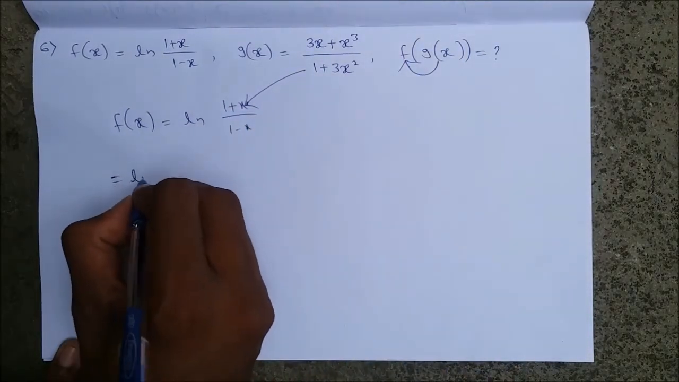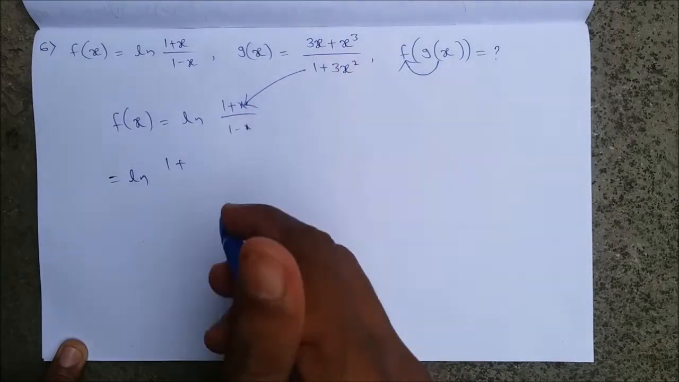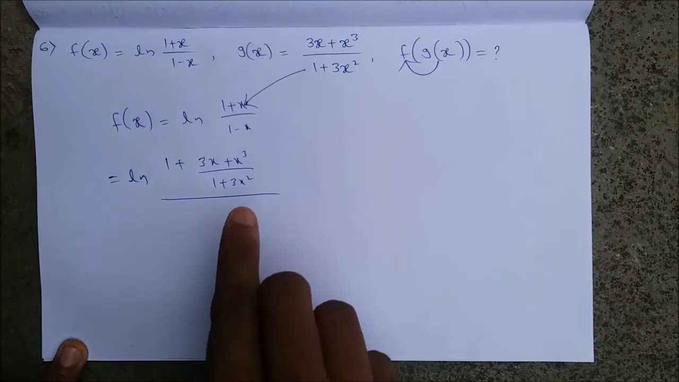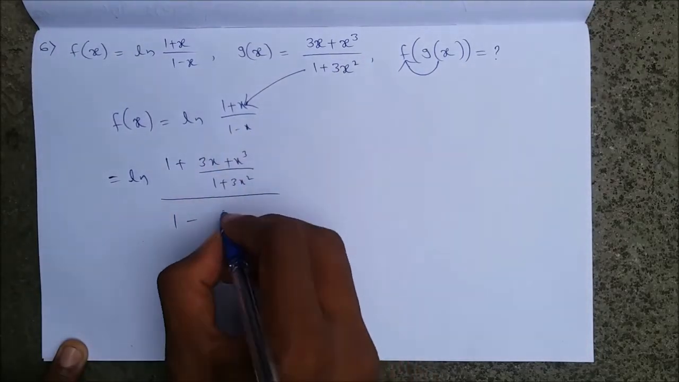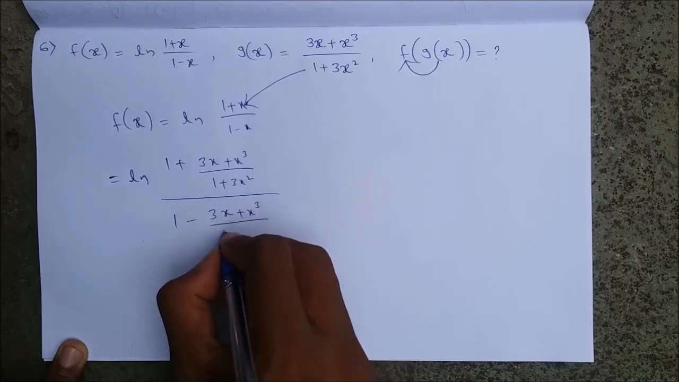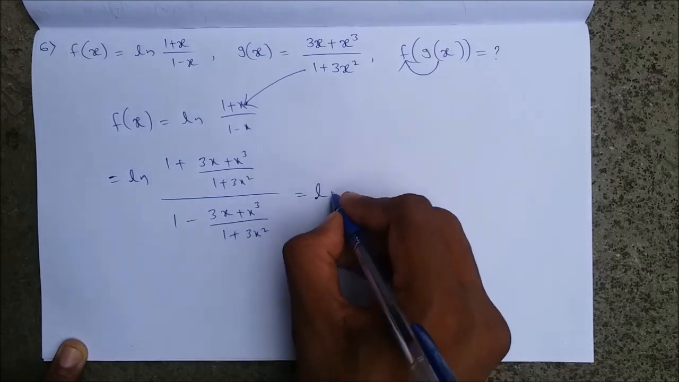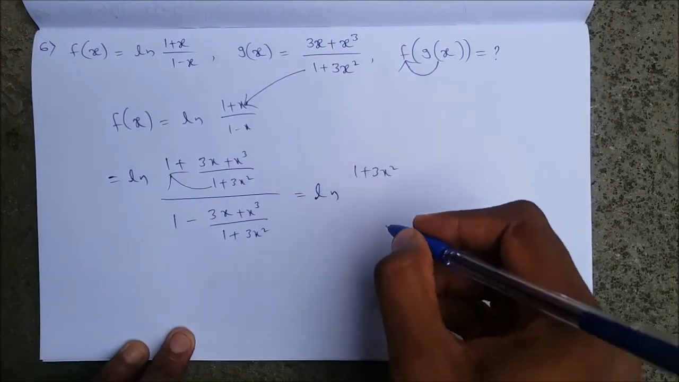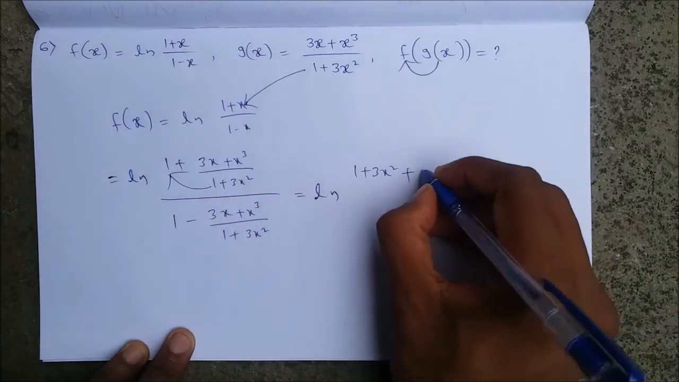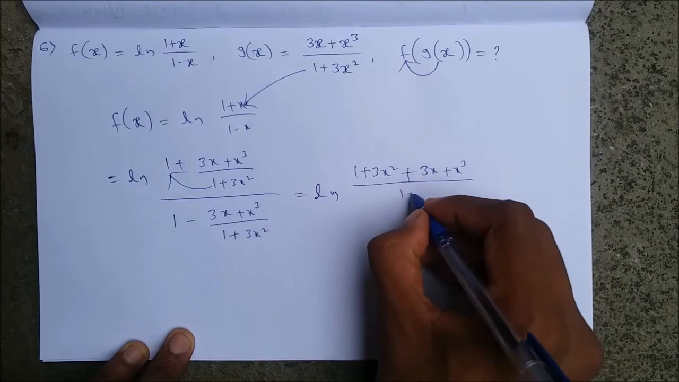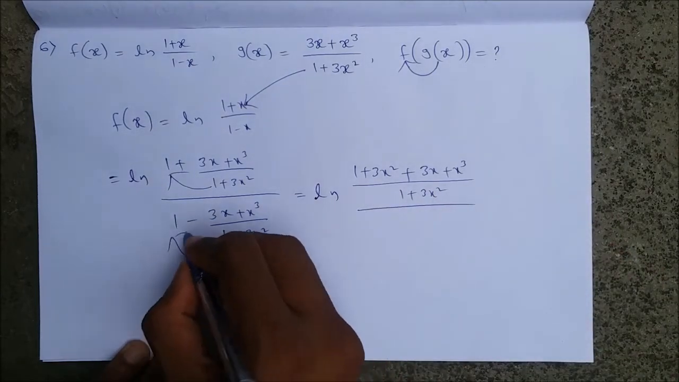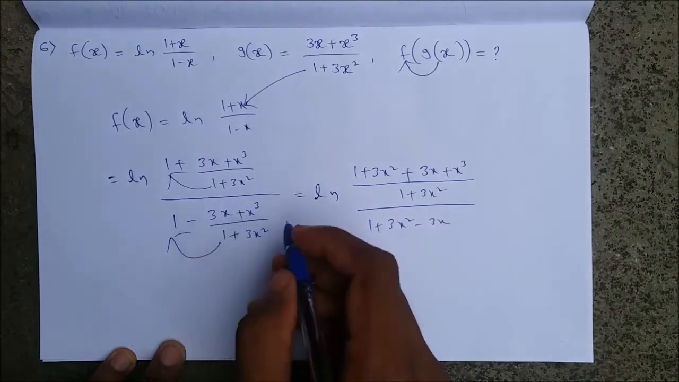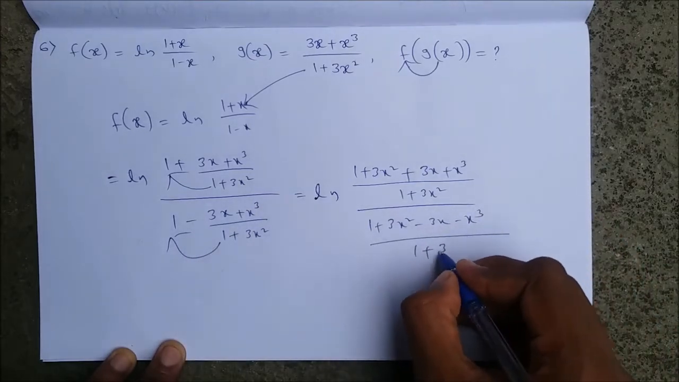So we will get ln as it is, 1 plus, in the place of x, this total function, that is (3x+x^3)/(1+3x^2), whole divided by 1 minus, again in the place of x the total function g, (3x+x^3)/(1+3x^2), which is equal to ln as it is. This you multiply: 1+3x^2 into (1+3x^2)+3x+x^3+3x+x^3, divided by 1+3x^2, whole divided by these two, multiply again 1+3x^2 into (1+3x^2)-3x-x^3, minus 3x minus x^3, divided by 1+3x^2.